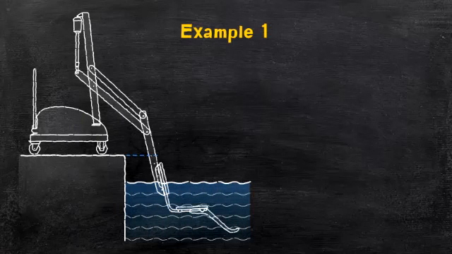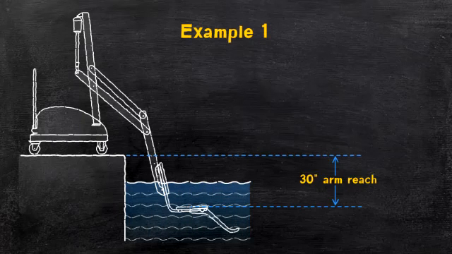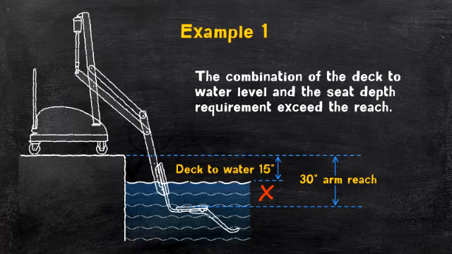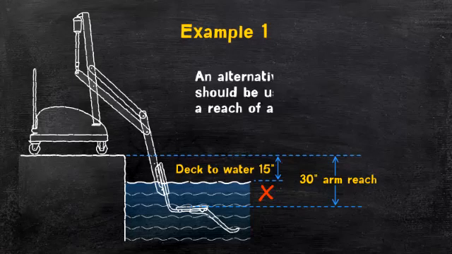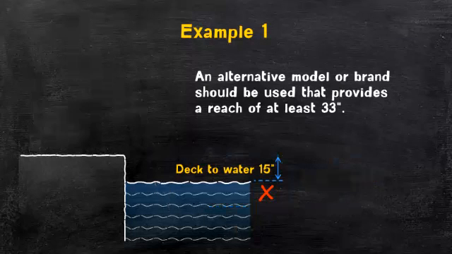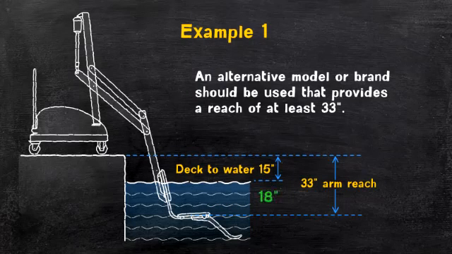Pool lift A has an arm reach of 30 inches. The site has a deck to water level of 15 inches. Can you reach the required submerged depth of 18 inches with pool lift A? If you said no, you're correct. The combination of the deck to water level and the seat depth requirement exceed pool lift A's reach. In short, the arms are too short. In this particular instance, an alternative model or brand should be used that provides a reach of at least 33 inches. This is one example of how site variability can affect compliance. Here's another.